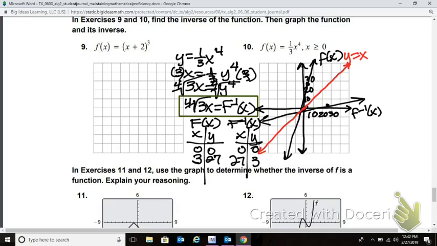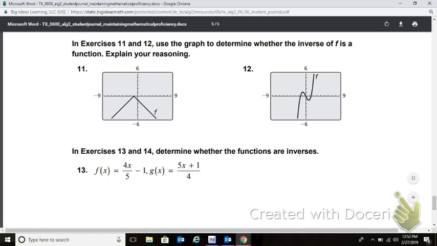Okay, so if you see two graphs and they're asking you if they're inverses, think about that red line of reflection. Are they mirror images of each other? If so, yes, they are inverse functions. Next part. Use the graph to determine whether the inverse of f is a function. Explain your reasoning.